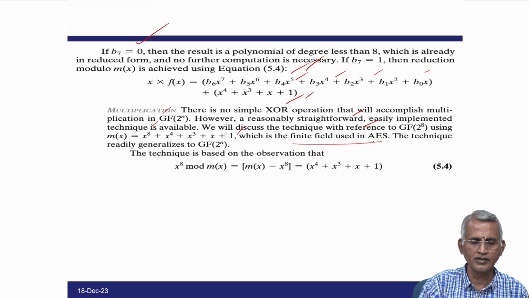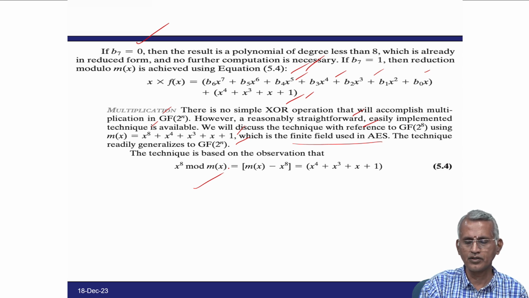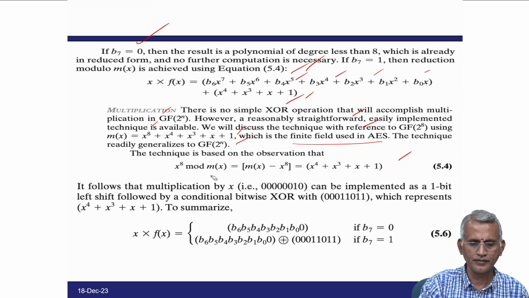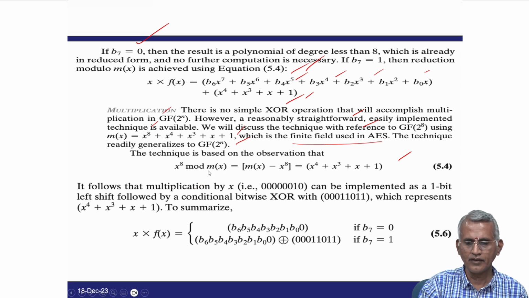The technique is readily generalized to GF(2^n). The technique is based on the observation that x^8 mod m(x) equals m(x) minus x^8, which is equal to x^4 + x^3 + x + 1. It follows that x is converted into binary and can be implemented as a 1-bit left shift followed by a conditional bitwise XOR with 0 0 0 1 1 0 1 1.